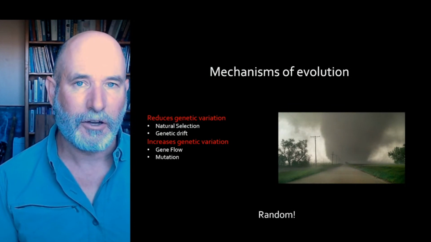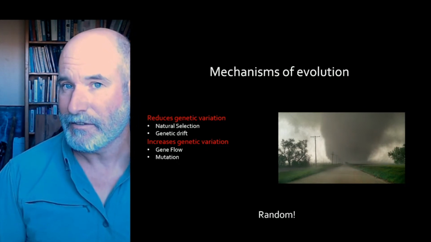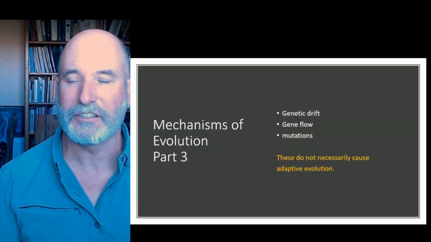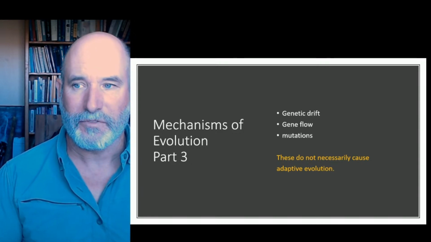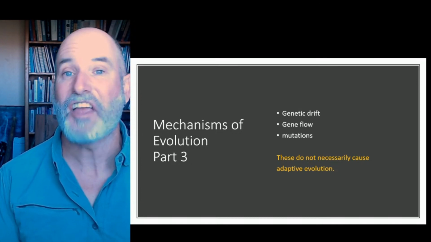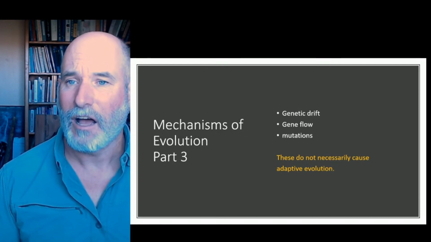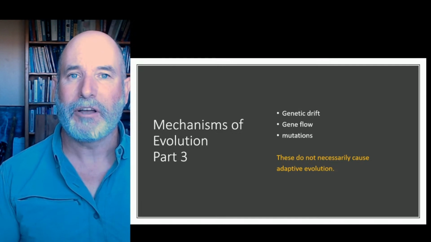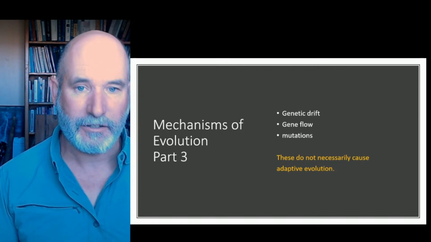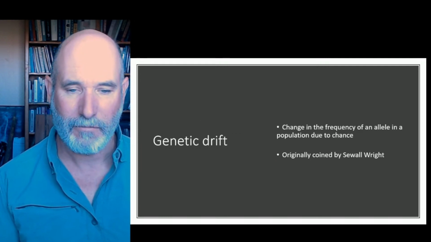So let's take a look here. Genetic drift, gene flow, mutation. These don't really cause adaptive evolution. They can, but that's not a driving force behind them. These are more or less random processes. So genetic drift is a change in the frequency of an allele in a population. It's due to chance. All right? So we're changing those allele frequencies. We know that's a definition of evolution, right? But instead of it being for differential survival and increased fitness, this is just due to chance. And this was coined by Sewall Wright, another one of those figures of the modern synthesis.